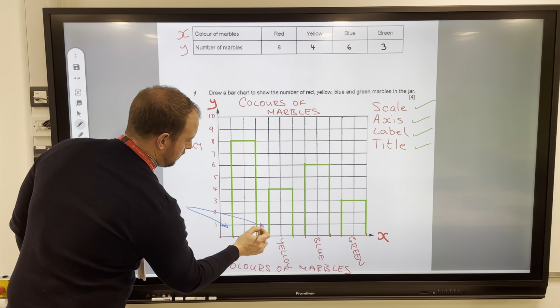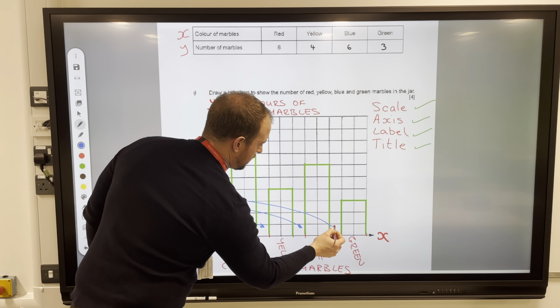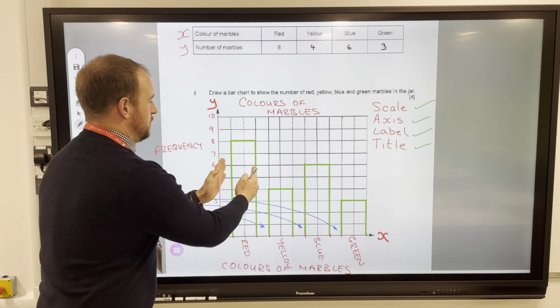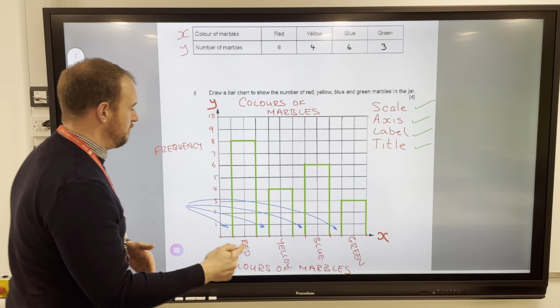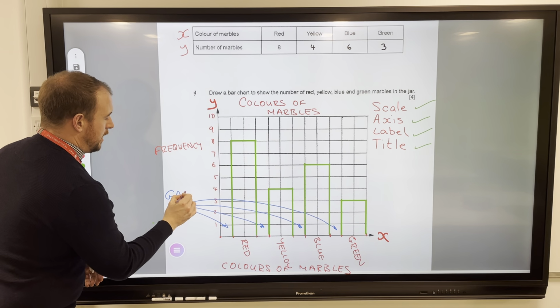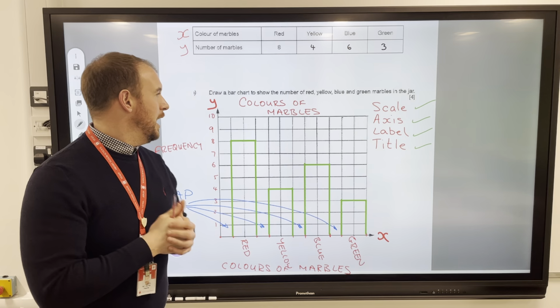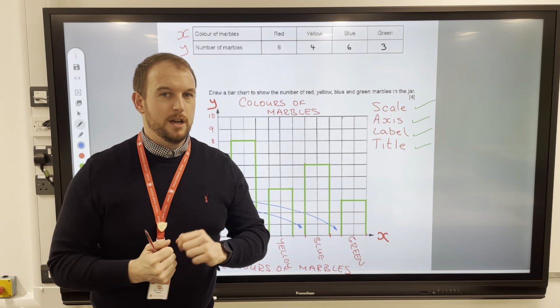I put arrows to them. You can see these gaps. You will notice that my bars are the same width. This one's 2. If this one was 3, it would be different. Therefore, it's not the same, so it'd be wrong. We have to have a gap because it is discrete data. Have a practice and see how you get on. Use that to help you. Remember, SALT check all your bar charts.